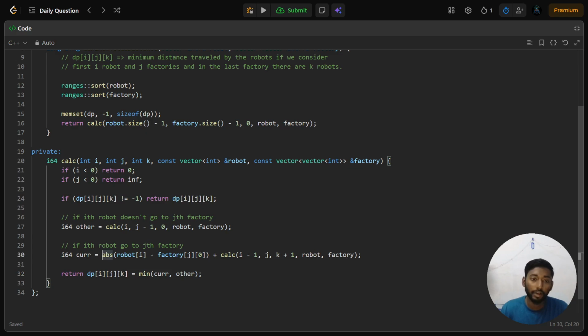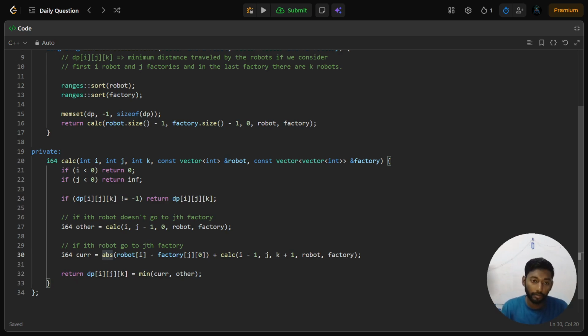And here, one thing we have not checked is whether the limit has already been reached or not. We have to check whether it is possible to repair the ith robot in the jth factory. For that, we check if k is less than the limit. Here k means k robots are already in the jth factory, so if it is less than the limit, we can send another robot to it, otherwise we can't.